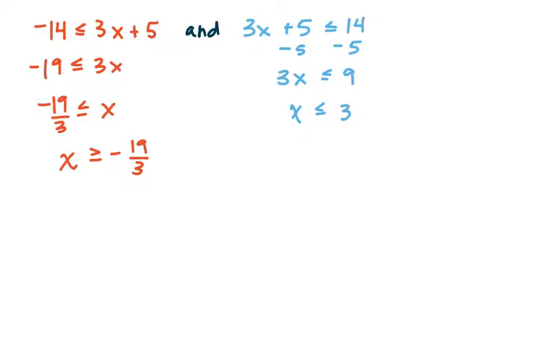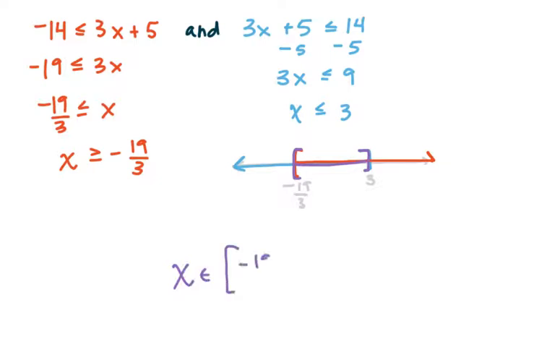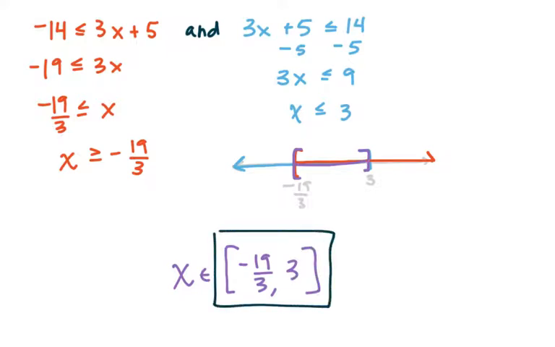If we look at this on the number line and we try to think about where these overlap, we have to be less than or equal to positive 3, which goes to the left, as well as greater than or equal to negative 19 thirds. So the answer, my solution set, is the overlapped region. X is in the set from negative 19 thirds to 3. We have this closed interval here. All right, so that's our solution.